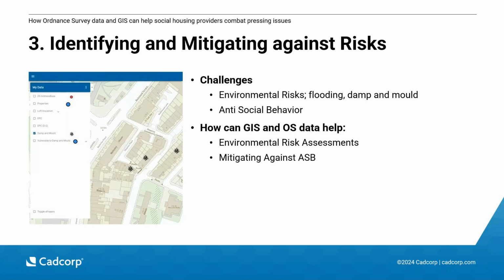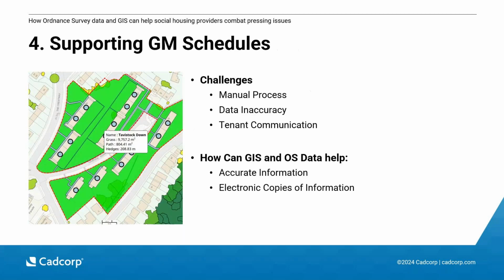And I suppose by analysing historical data and identifying hotspots of antisocial behaviour, predictive models can anticipate future incidents and inform targeted preventative measures like CCTV installation or community outreach programmes. And then finally, Ordnance Survey data and GIS can support grounds maintenance schedules.